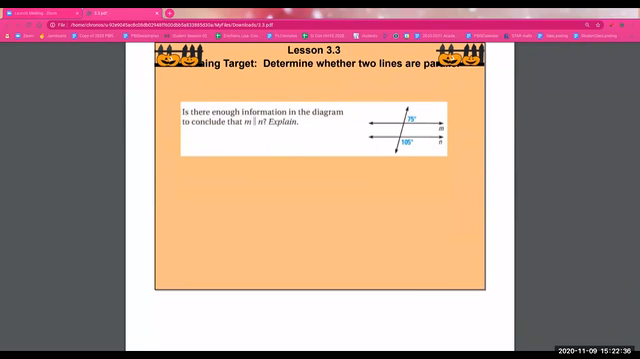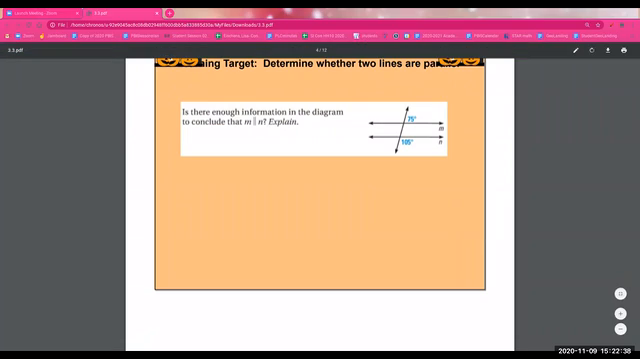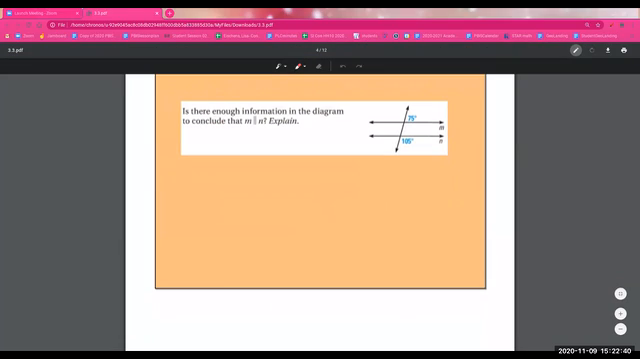Let's do another one. It says, is there enough information in the diagram to conclude that line M is parallel to line N? Well, right now we have a 75-degree angle that's on the exterior and a 105 that's on the exterior, but they're on the same side. So that's not an angle pair. But we can figure out what this angle is right here, because these two are a linear pair. So these two have to add up to 180. So 180 minus 75 is 105.